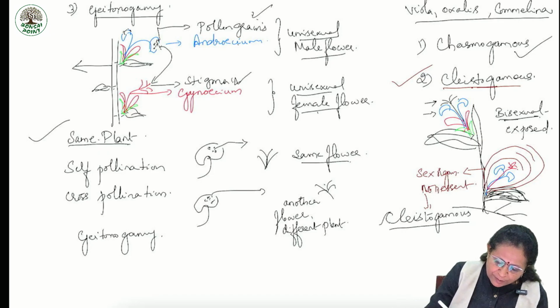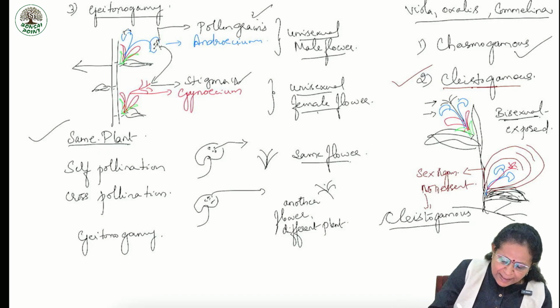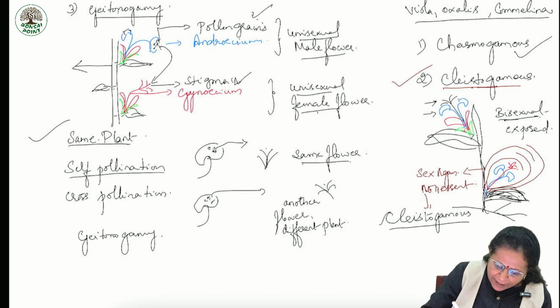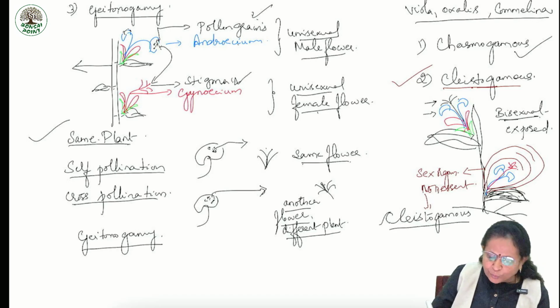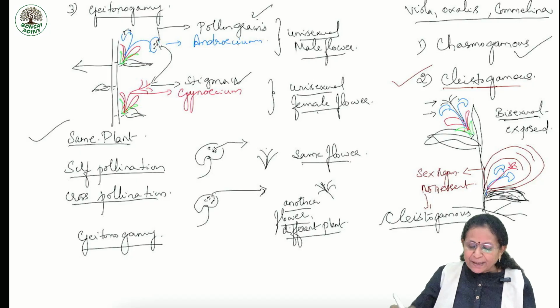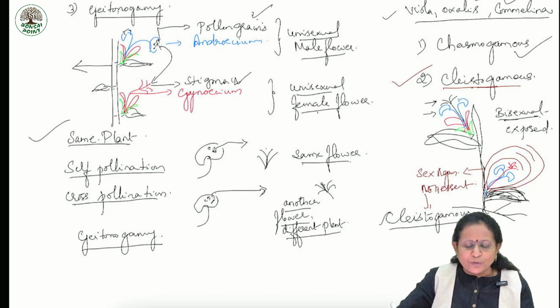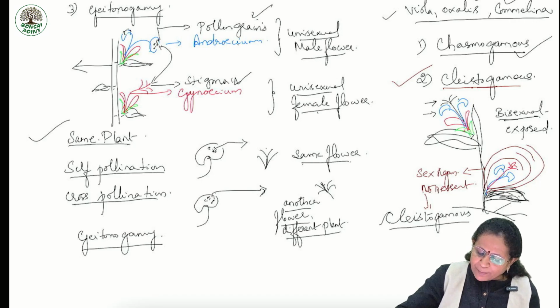But what about the other two cases? Self-pollination, I told you, pollen grains are transferred onto the stigma of the same flower. Cross-pollination, I told you, pollen grains are transferred onto the stigma of another flower on a different plant but of the same species. Geitonogamy, I just now told you. On the other hand, some plants like viola, oxalis and commelina show two types of flowers. One is the chasmogamous flower and the other is cleistogamous flower.